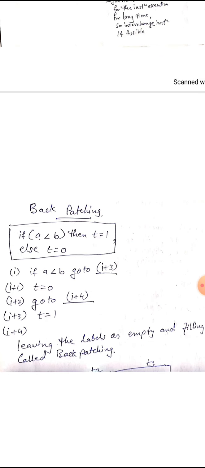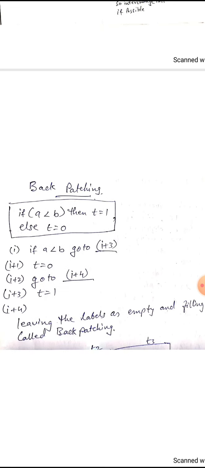So let that be started with I plus 1, I plus 2, I plus 3, I plus 4. In the memory we don't know what the value of I will be, right. So considering that, if a is less than b, go to dash, then t equal to 0, right. Then go to I plus 4, t equal to 1 at I plus 3, like the last stage. Now if a is less than b, then t equal to 1, so it should make a jump to I plus 3, where t equal to 1 is assigned. Else t equal to 0.